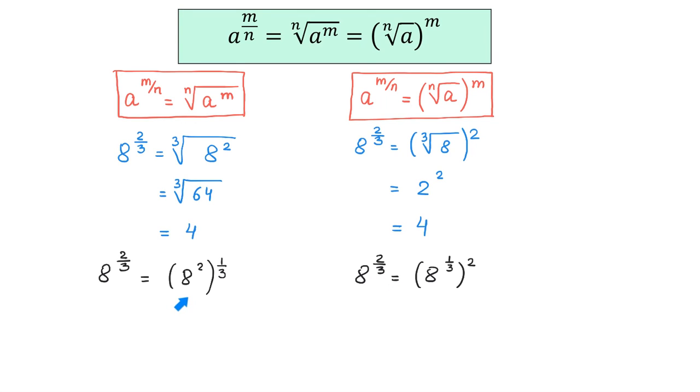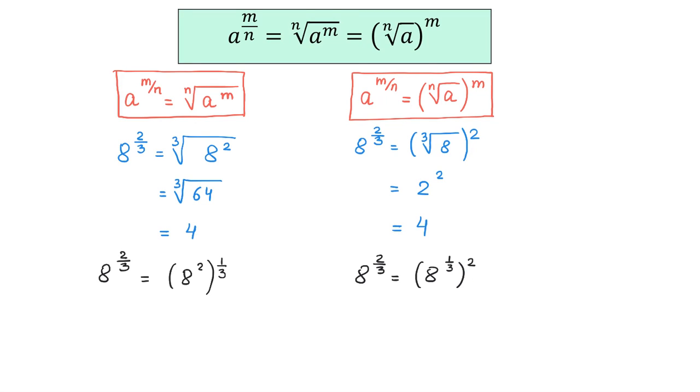In the first case, first we raised 8 to the power of 2 and we got 64, then we took the third root of 64. In the second case, first we found the third root of 8, which is 2, then we raised 2 to the second power and we got 4.